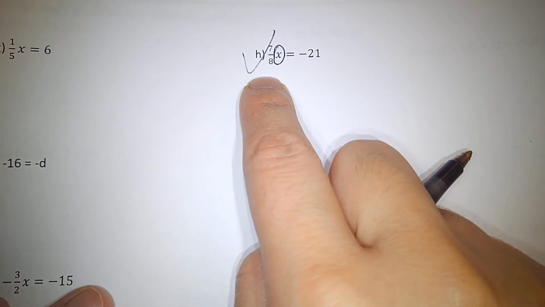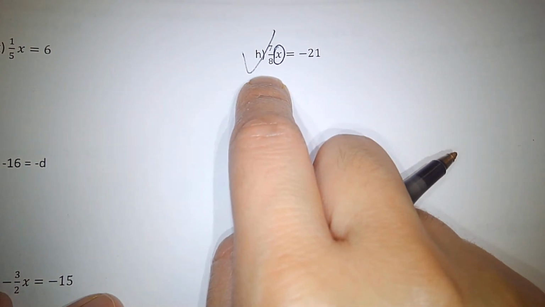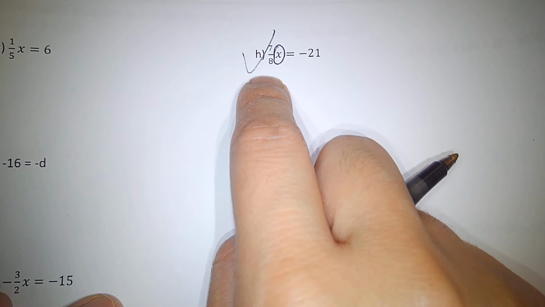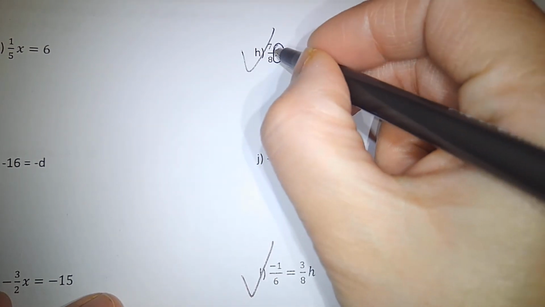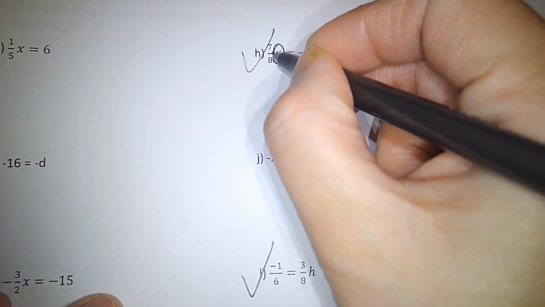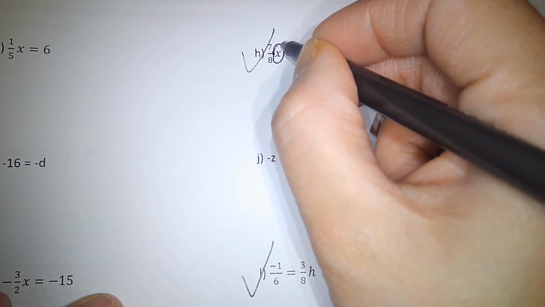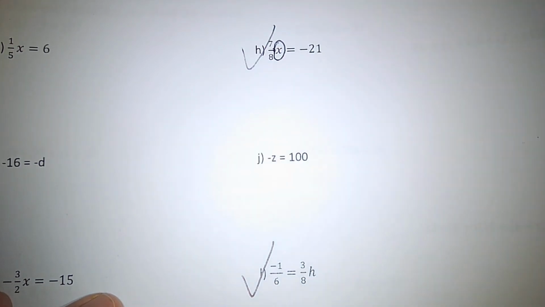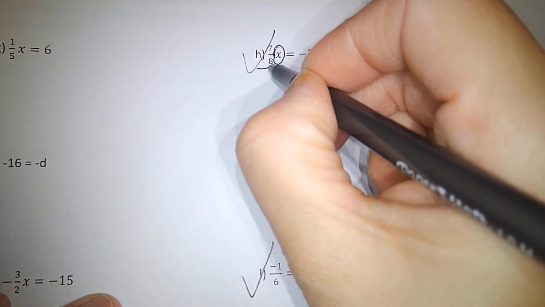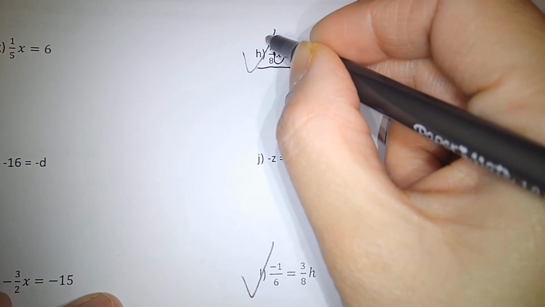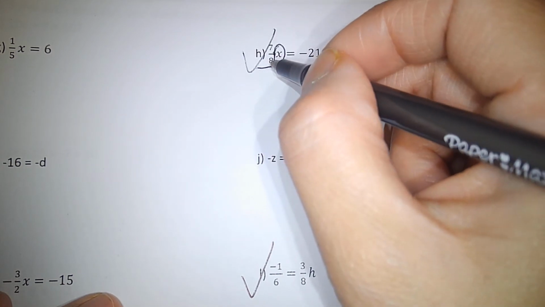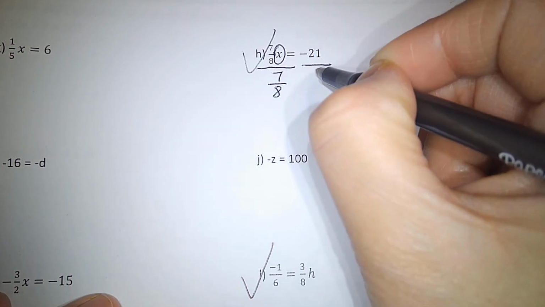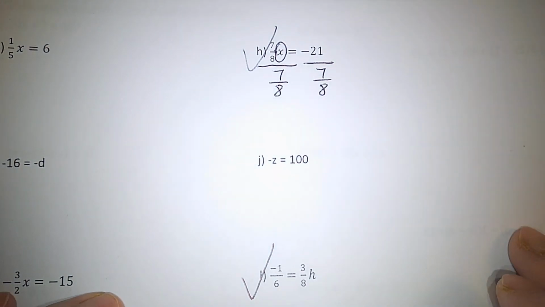How to isolate x? Dividing, yeah, because 7 over 8 is multiplied by x. In order to isolate x, we have to use division, which is the opposite operation of multiplication, right? So what should we divide from both sides then? We want this 7 over 8 to disappear, right? So we divide 7 over 8 from both sides.